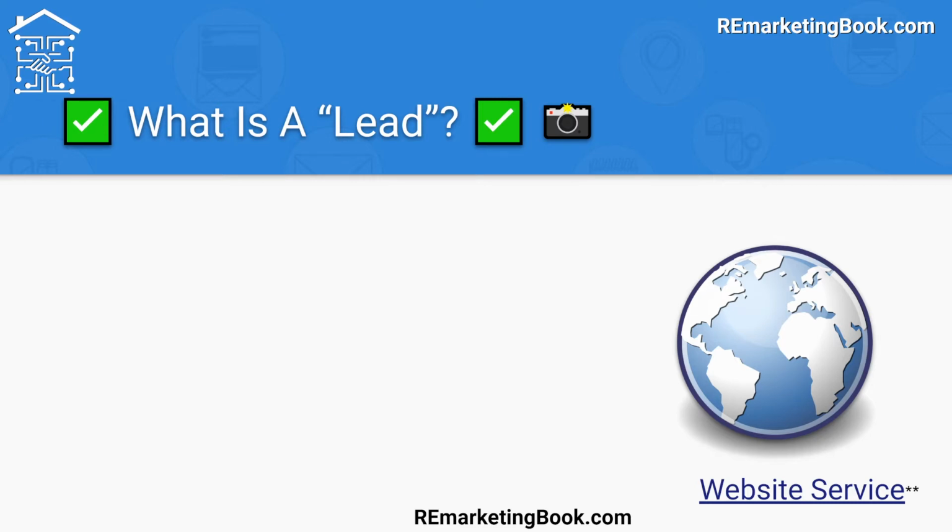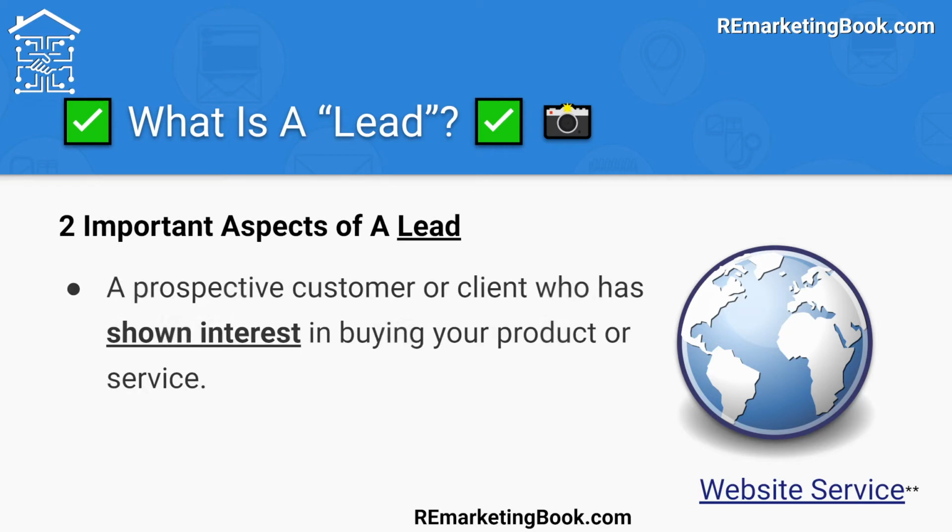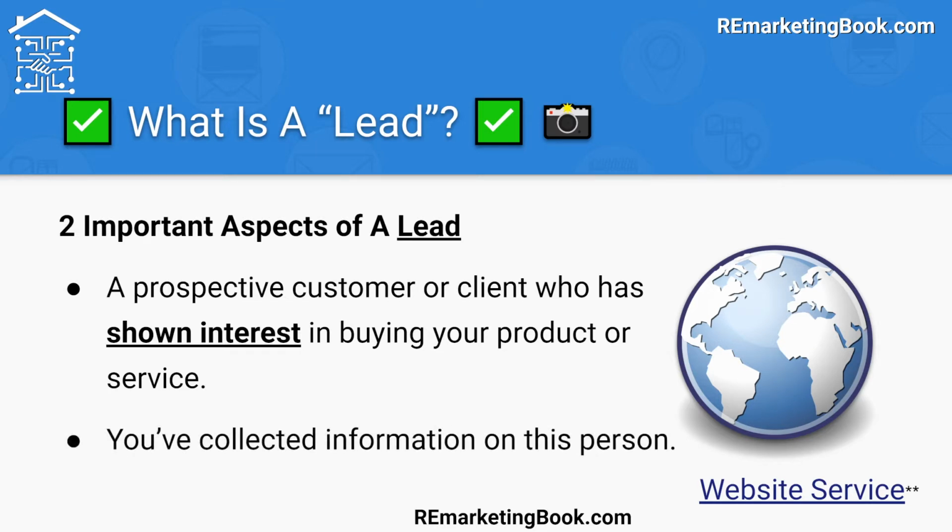Now that we established what a lead is not, we're going to talk about what a lead is. There are two important aspects of a lead. A lead is a prospective customer or client who has shown interest, right? So we emphasize shown interest. A prospect or customer who has shown interest in buying your product or your service. Another way to qualify a lead is you've collected their information, right? You need to collect their information so you can follow up with that person in the future.